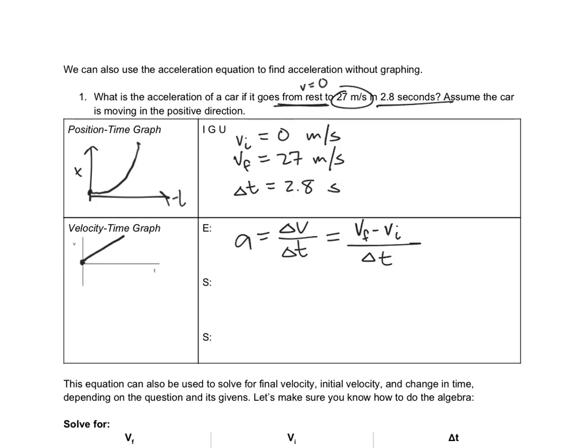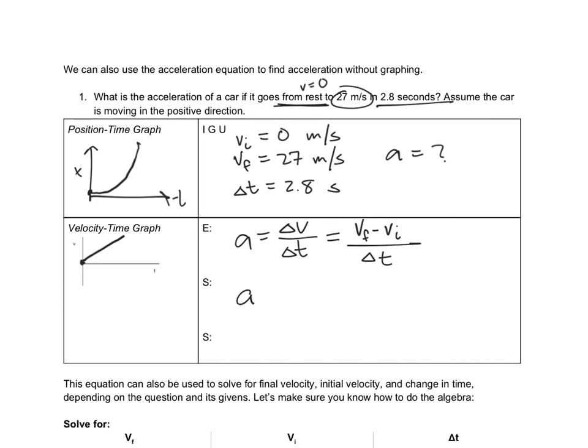And it says, assume the car is moving in a positive direction, so that means both of our velocities are positive, though you can't really have a positive, it's 0. We already have the equation written, and we're looking for acceleration. So it's solved for the correct variable, solved for A. Now all we got to do is substitute.